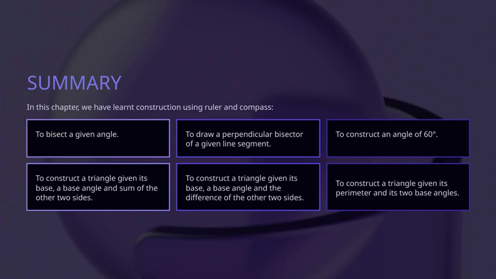Additionally, we saw how to draw the perpendicular bisector of a line segment, a crucial step in many constructions involving symmetry and midpoint identification. We also looked at constructing a triangle given its base, a base angle, and the difference of the other two sides, expanding our ability to work with various known measures. Another important construction was creating an angle of exactly 60 degrees, which is often used as a building block in geometric design. Lastly, we learned how to construct a triangle when given its perimeter and two base angles, combining multiple pieces of information to achieve a precise figure.